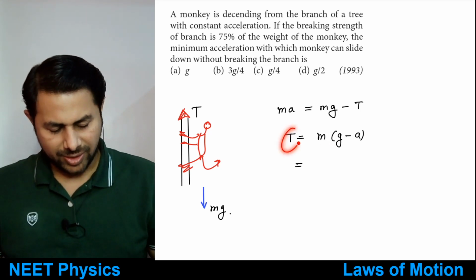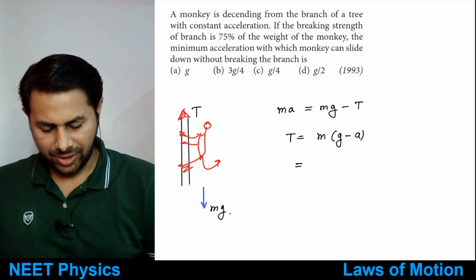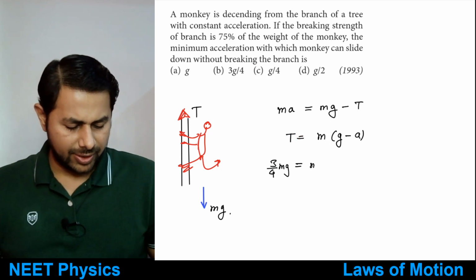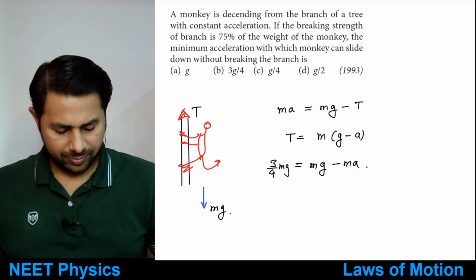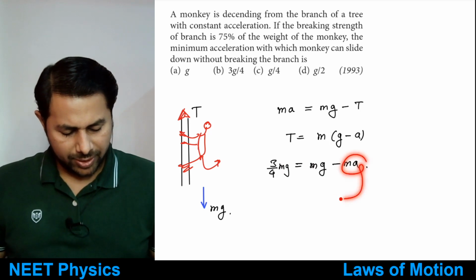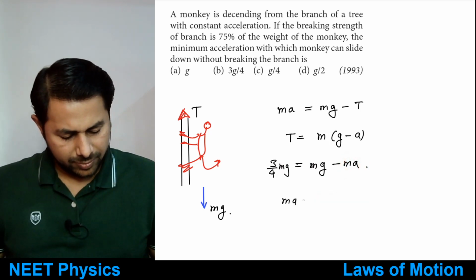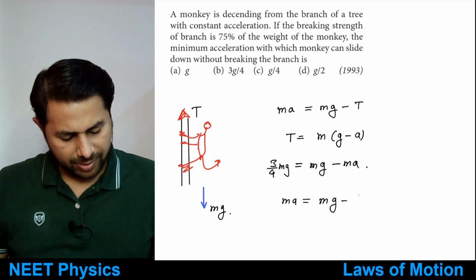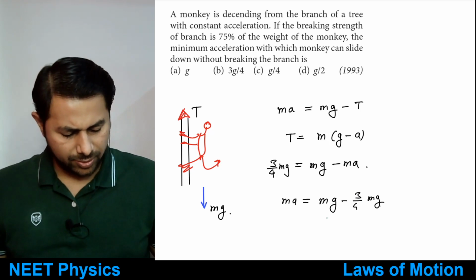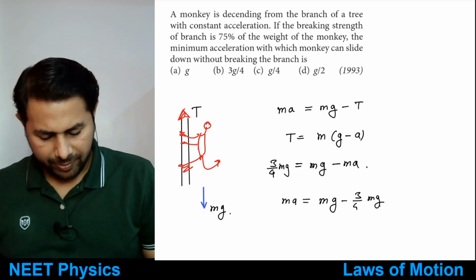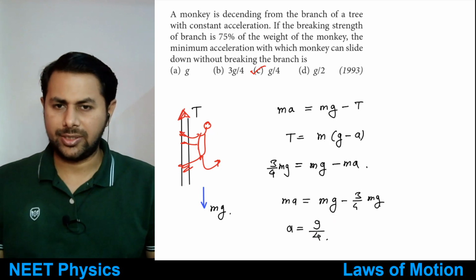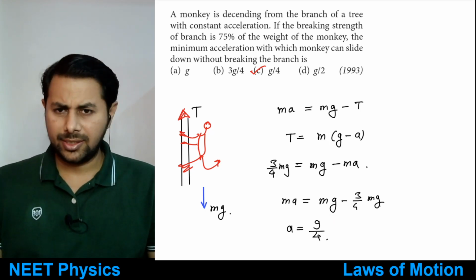So then what should be the acceleration? This is the question, no? So what is the tension? Tension is just equal to 3/4 of his weight, 3/4 of mg. That's equal to mg minus ma. You can cancel out m everywhere. Then move this ma to this side. So ma is equal to mg minus 3/4 of mg. So this is 1/4 of mg. Cancelling m, you have a is equal to g/4. So this is the answer, option C. Right, this thing is clear.